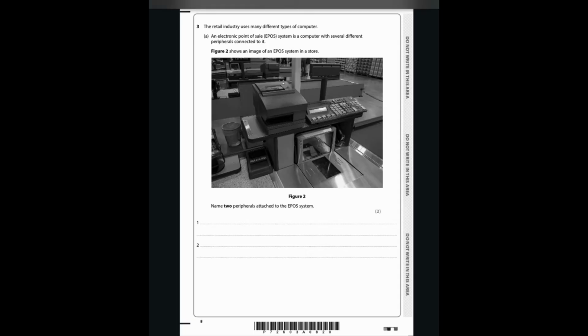So question number 3: the retail industry uses many different types of computer. An electronic point of sale (EPOS) system is a computer with several different peripherals connected to it. Figure 2 shows an image of an EPOS system in a store. Name two peripherals attached to the EPOS system. That means write the peripherals that are inside the picture. Don't write things outside the picture like a mouse, because there is no mouse. In this picture we can see that there is a scanner, or a printer, or a keyboard. So the answer can be printer, scanner or keyboard.